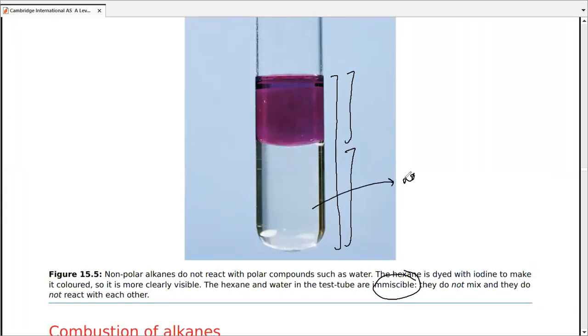And of course, the water layer. Remember, the layer at the bottom has a higher density, as we explained back in IGCSE. If you see two immiscible liquids in two layers, one on top and one on the bottom, you can understand that the one on top definitely has lower density, whatever that is, and the one at the bottom must have a higher density. Now, what we did is that we dyed it with iodine, and hexane itself can be used as a solvent.